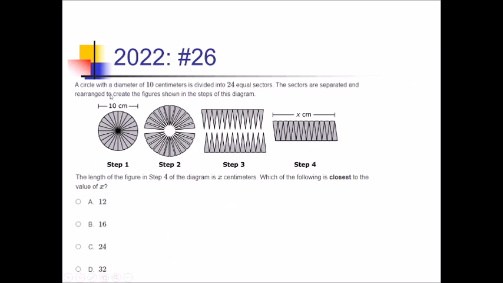For this fun problem, we have a circle with a diameter of 10, gets cut up into 24 equal pieces, and then they separate those kind of like pizza slices, rearrange them, and put them back together in the shape of, this looks to be roughly like a parallelogram sort of thing. I've actually seen this before. This is actually the proof of the area formula of a circle, but that's not what they're asking about here. What they want to know is this x length, what's this closest to?